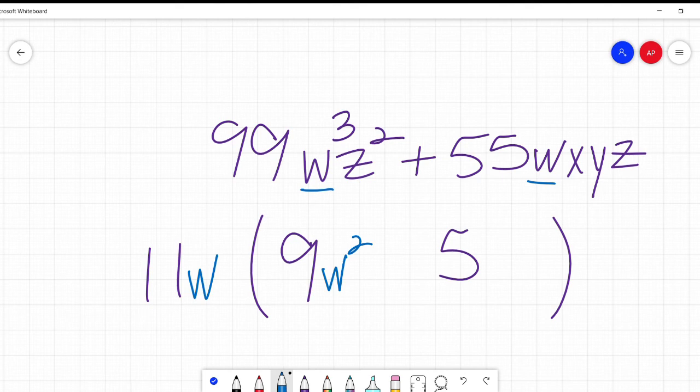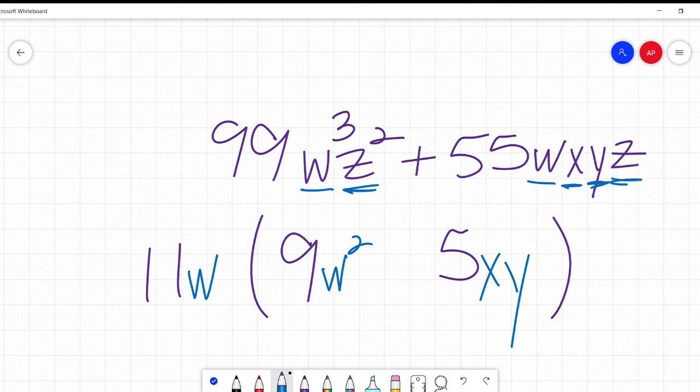All right. Then going in order in the alphabet, is there an X in both of them? No, only in one, so I can't pull anything out. It stays. Next is Y. Is there a Y in both of them? No, so I can't pull anything out. The Y stays.